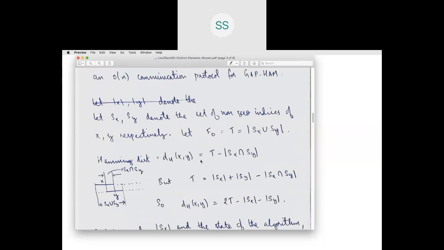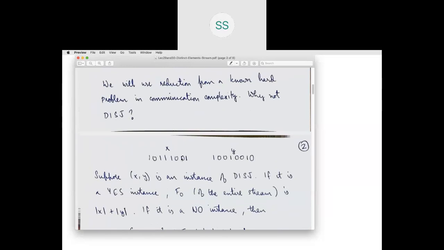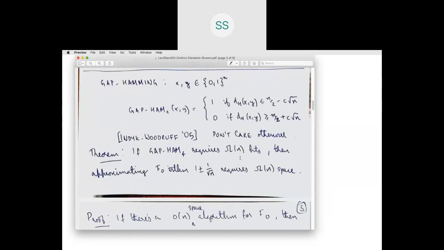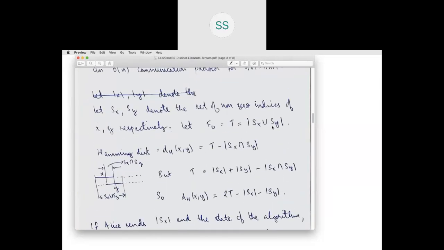So what is the f0 here? F0 is the number of distinct elements, and we will use t to denote that, because writing t is simpler. This is the size of the union of the sets. In the previous example, it was 5 plus 1, 6. Right? F0 is the size of the union.